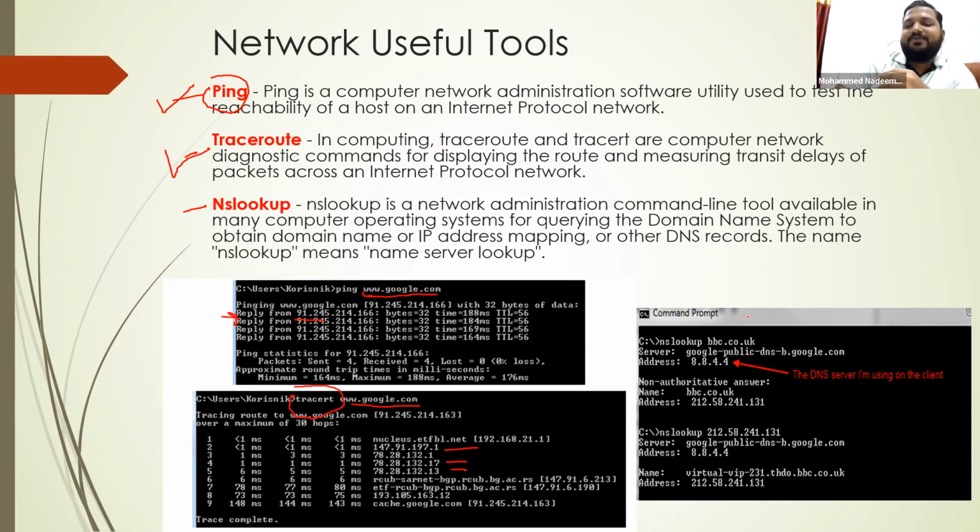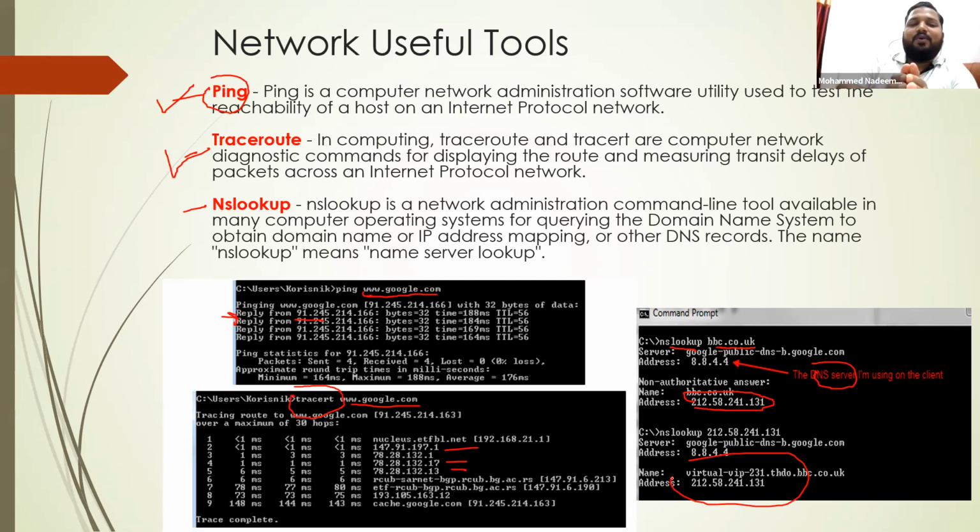nslookup is very important. Let's say google.com actually has an IP address. DNS, Domain Name Service, translates name to IP and IP to name. So if you put nslookup for google.com or bbc.co.uk, you will see the actual IP address of that server. You can also do nslookup on the IP address, and you will get the DNS name assigned to it. So this test you can try.